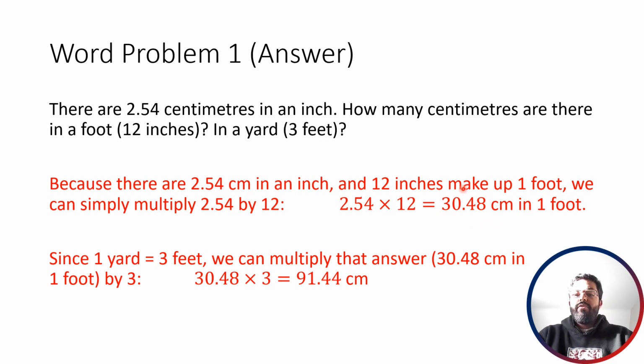If you got this answer for the number of centimeters in 1 foot, then because 1 yard is 3 feet, you can just take that answer and multiply it by 3. So you get 91.44 centimeters. Same idea here: if you have it in your head as 30 centimeters in a foot, that means 90 centimeters in a yard, but it's actually almost 91 and a half centimeters in a yard. So there you go, that's the answer to this question.